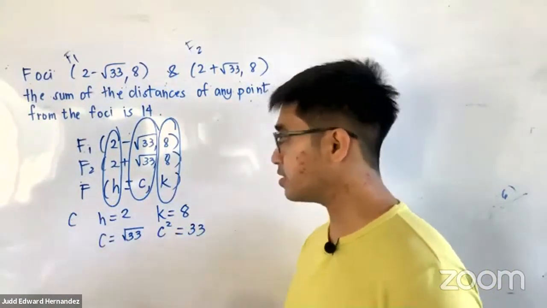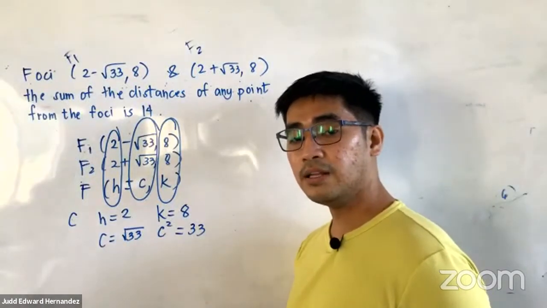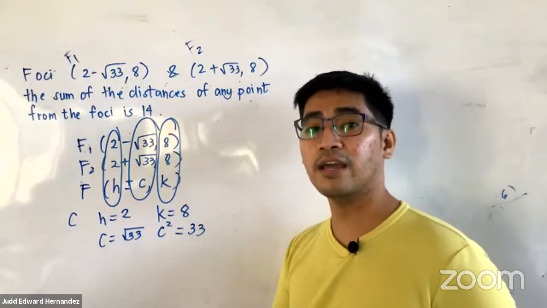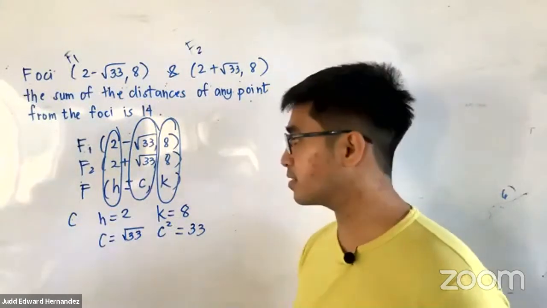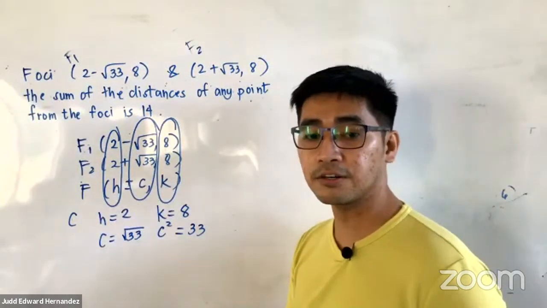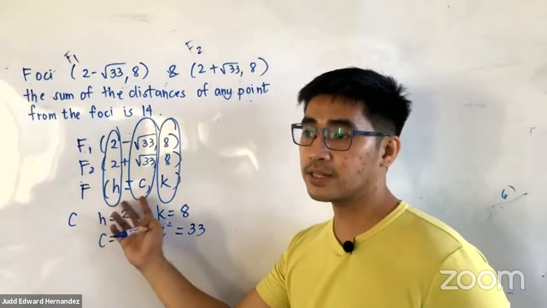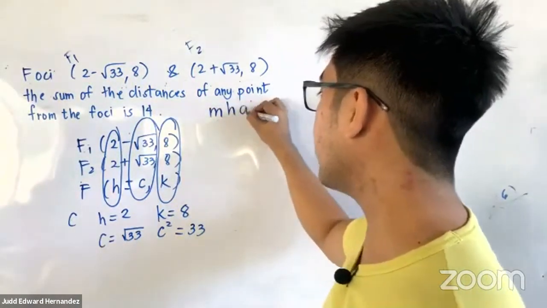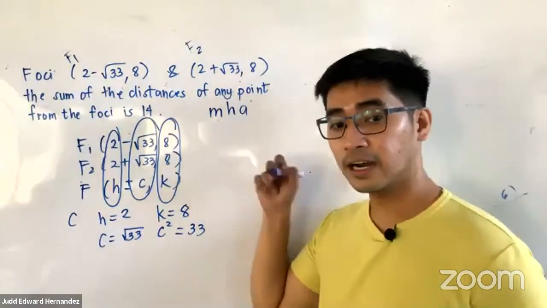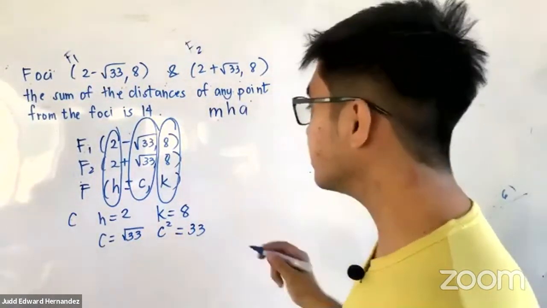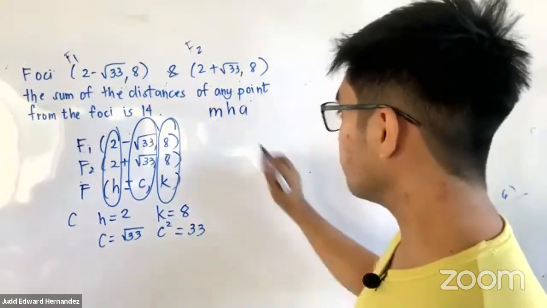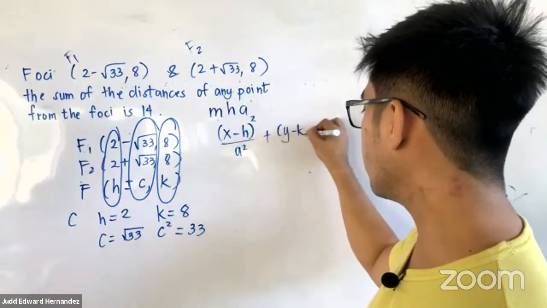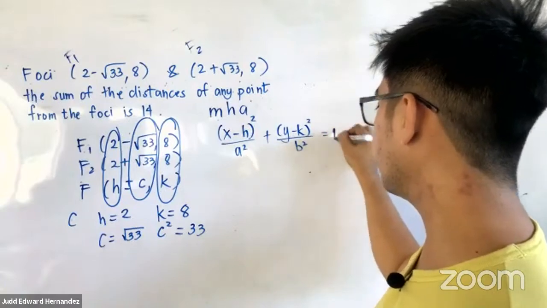We now have the value of C squared, 33, but we do not have yet the value of A squared and B squared. Before we compute them, let us first identify the major axis. Ano bang binago natin kay foci? X or Y coordinate? X. Therefore, this is major horizontal axis. Naintindihan kung bakit naging major horizontal axis? And the equation is x minus h quantity squared over a squared plus y minus k quantity squared over b squared is equal to 1.